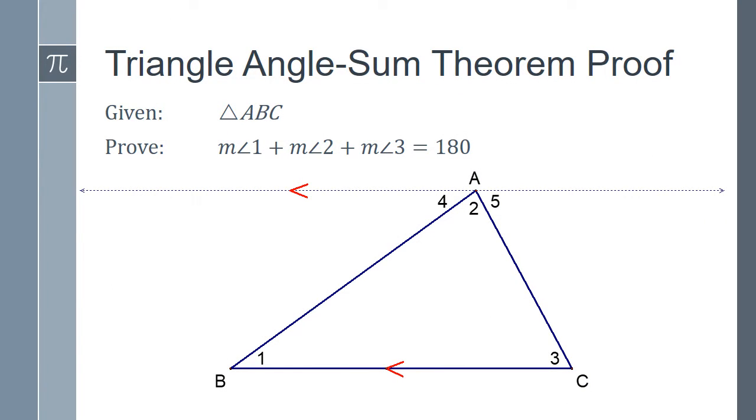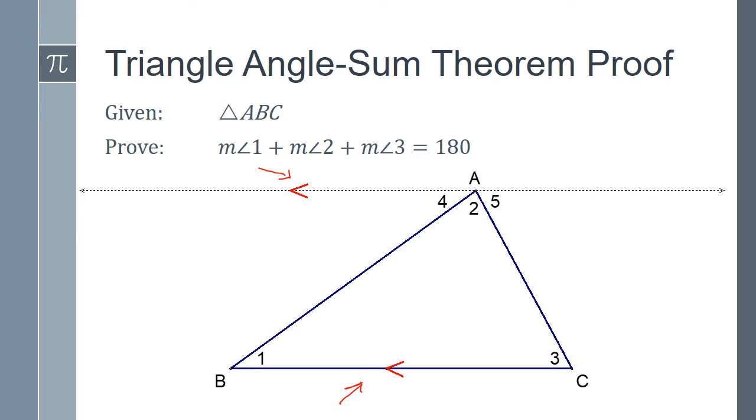And the way we can prove this is we can draw a line parallel to line BC right here, and that goes through point A. The parallel postulate states through a point not on a line, there is exactly one line parallel to the given line.